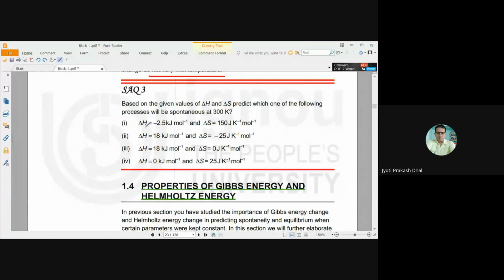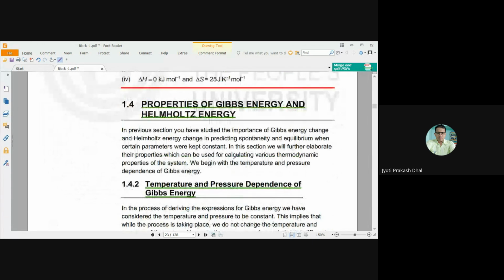Similarly, here the delta H value is there, the T value is there, the delta S value is there. You will find delta H minus T delta S equals delta G. You have to find the value of delta G. If the value of delta G is negative, that is spontaneous. If the value of delta G is 0, that is equilibrium. If the value of delta G is positive, that is non-spontaneous. Now coming to the properties of Gibbs energy and Helmholtz energy.